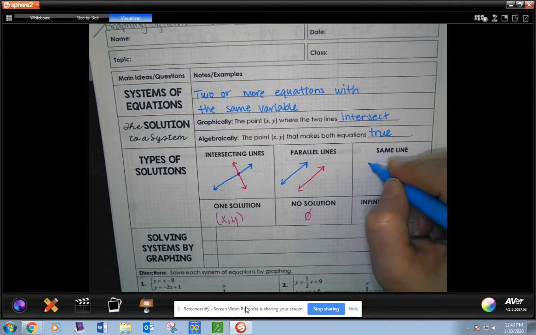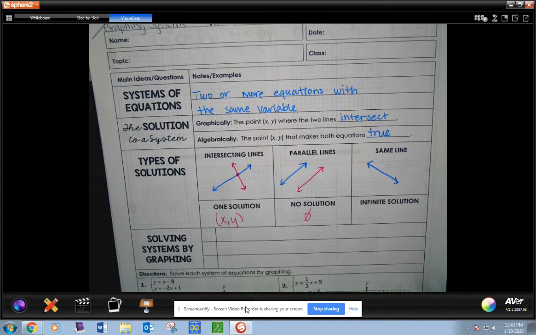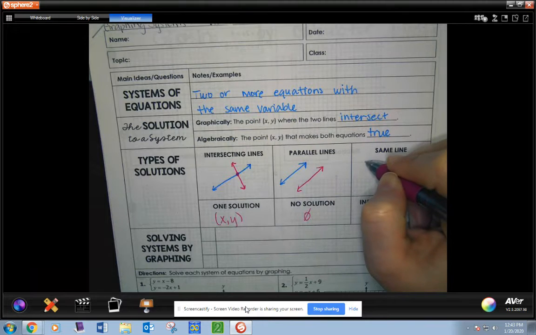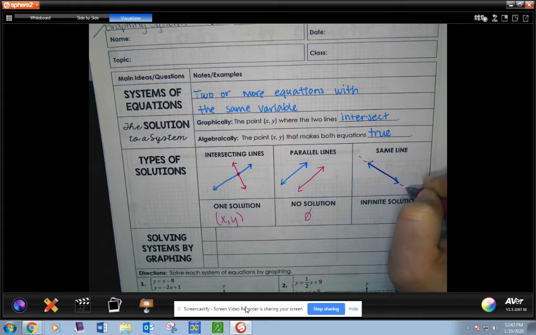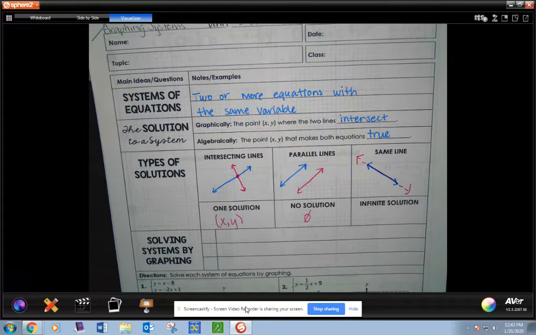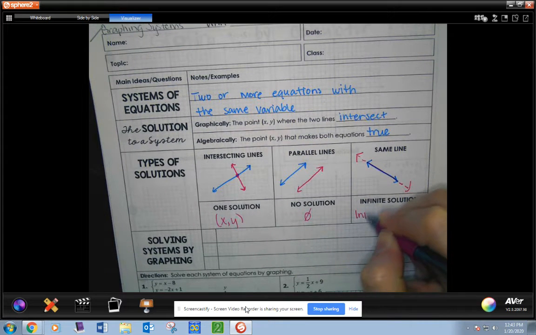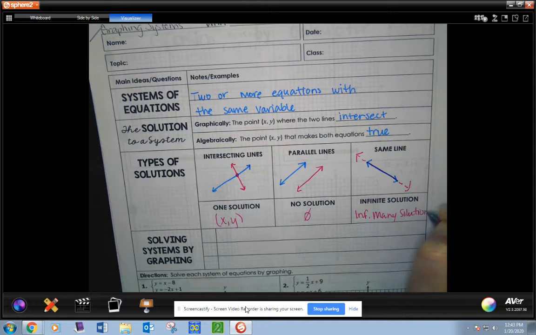The last type of answer you could have would be same line. So that's going to be my first line. And since it's the same line, that means you are drawing a line in the exact same spot. You just can't see it because it's underneath the other line. Therefore, the solution is infinitely many solutions. And we write this out instead of using the infinity symbol because infinity is talking about a set of numbers. We're talking about solutions, ordered pairs that would go together. So it's not the same thing.